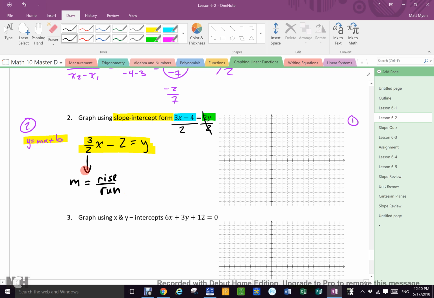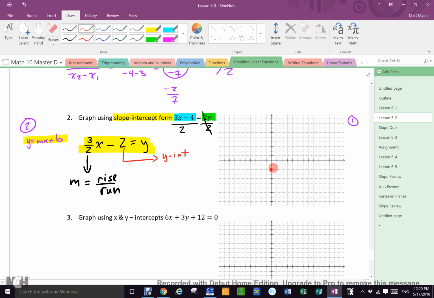By using the slope. Up 3, right 2. Up 3, right 2. Or down 3, left 2. Down 3, left 2. How long can I do that? Forever. But I need a starting point, don't I? Do I have a starting point? Of course I do, because what is that? The y-intercept, which is where the line will cross what? The y-axis. There is the y-axis.